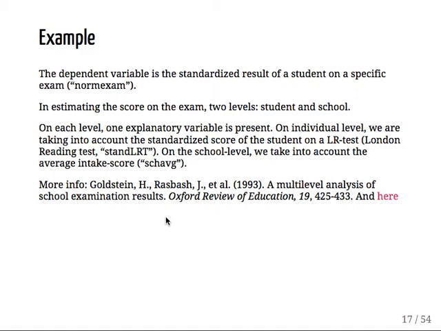In this case, the dependent variable is a standardized result of a student-specific exam, and it's normed, so you have their normalized exam scores. In estimating the exam score, we have two levels: the student and the school. On each level, we have, in our example, one explanatory variable. On the individual level, we're interested in the standardized score of the student on a London reading test. On the school level, we're taking into account the average intake score of the school, so what type of grades they take in from their students. If you want to find out more, you can read the paper on which this example is based.